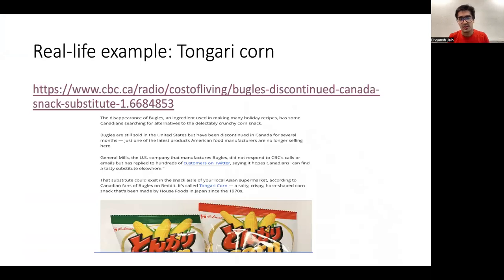This is one of the real-life examples, Tongari Corn, which is a Japanese crisp. What has happened is that the demand for burgers has rapidly reduced in Canada, where they have been banned. So what people have done is, as a substitute, they have chosen to eat Tongari Corn. So the Tongari Corn demand has increased, and the demand curve for Tongari Corn shifts to the right.